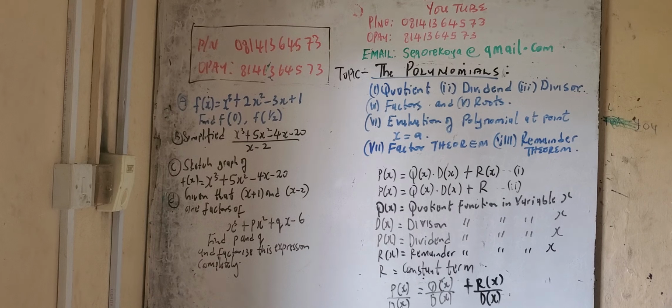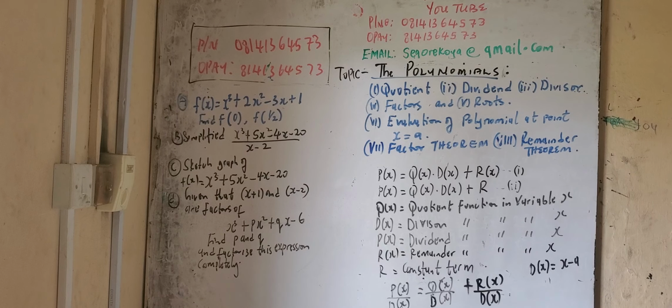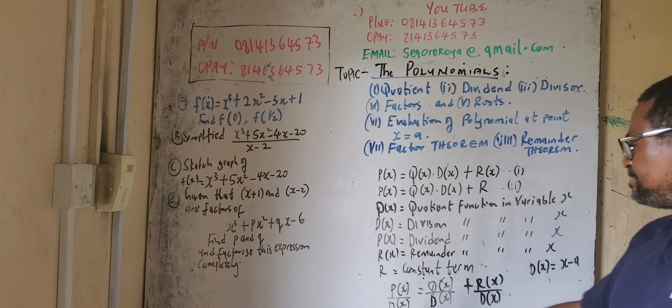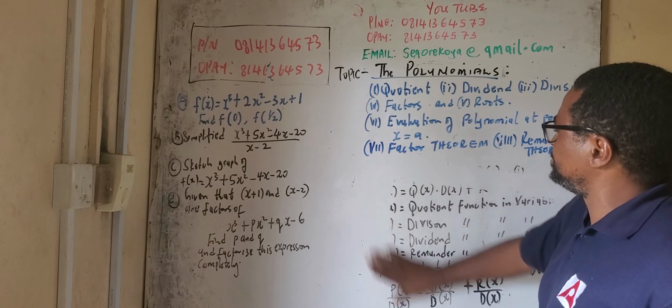Now, if the divisor function d of x is x minus a, we can put this x minus a there throughout. So now, there is something I also want to introduce here.